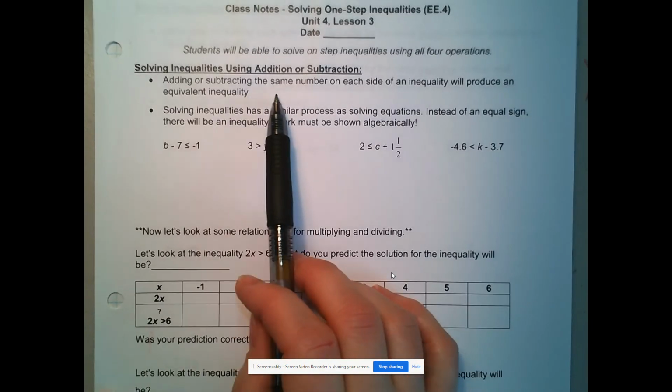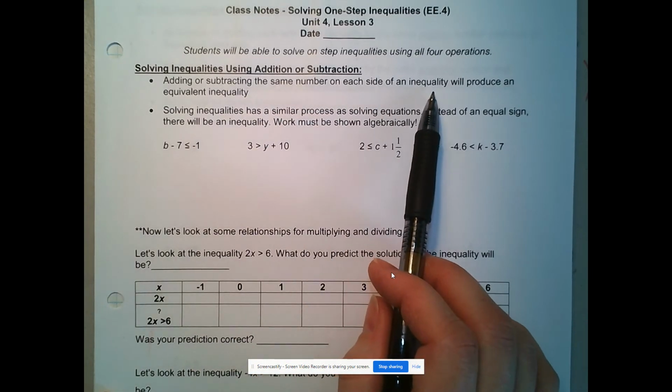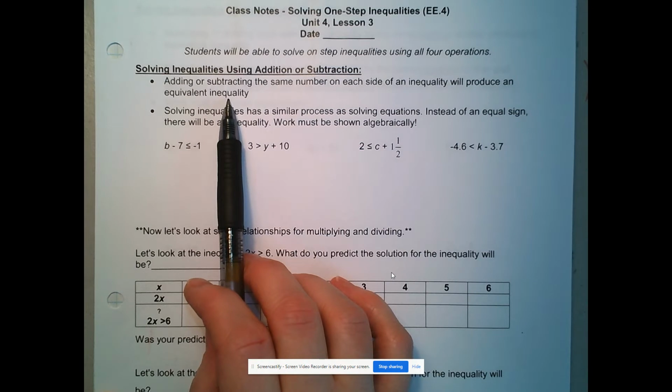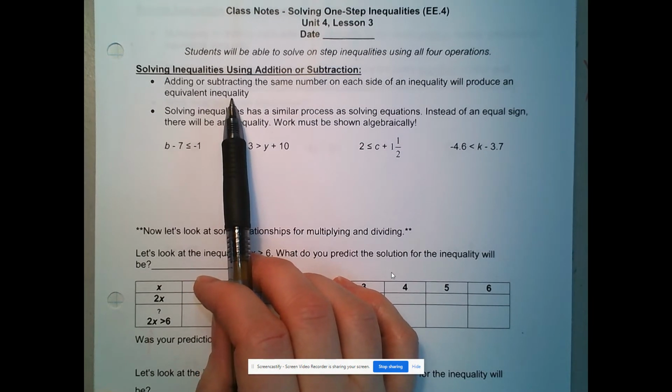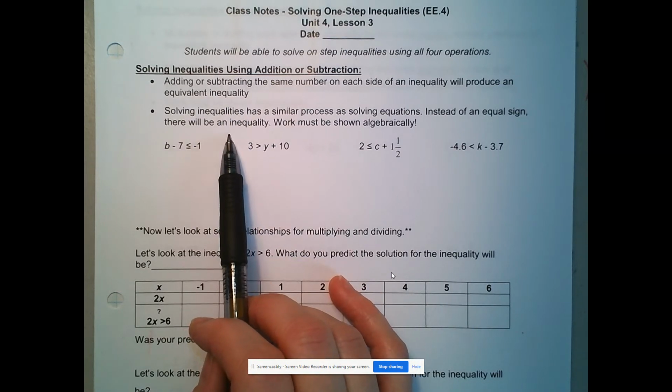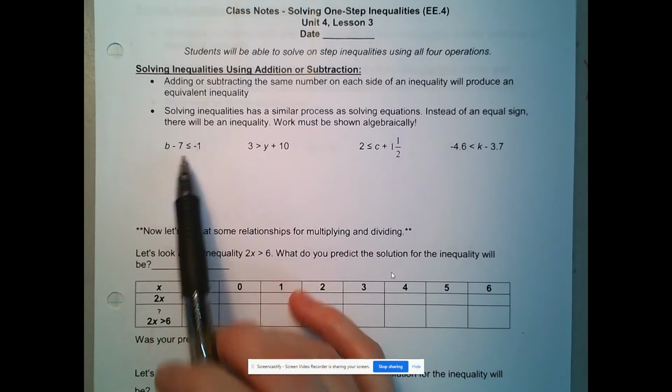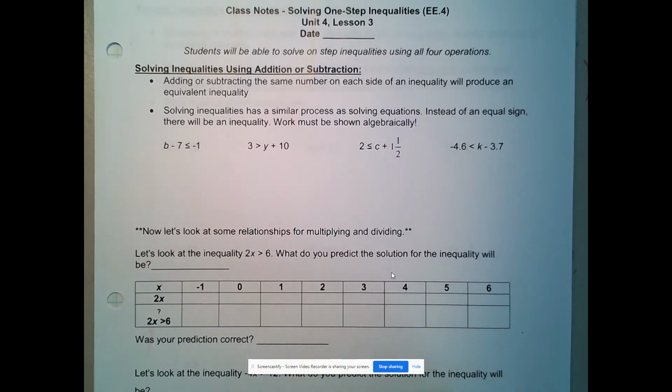Adding or subtracting the same number on each side of an inequality will produce an equivalent inequality, meaning we can add the same number to both sides of an inequality. We can subtract the same number from both sides of an inequality, and it will continue to stay true. Solving inequalities has a similar process as solving equations, just instead of an equal sign, you will have the inequality. We're going to show our work algebraically just like we did before.